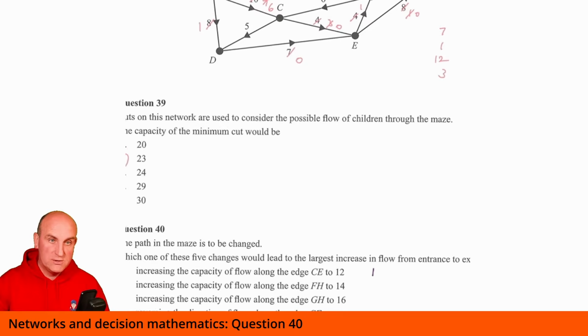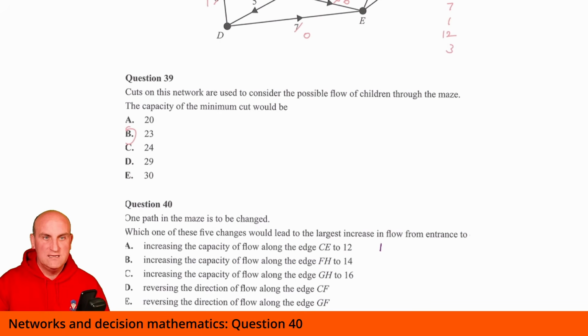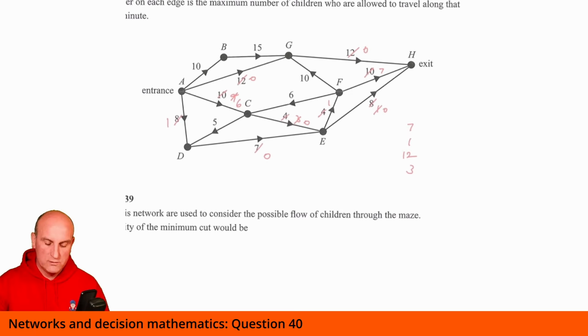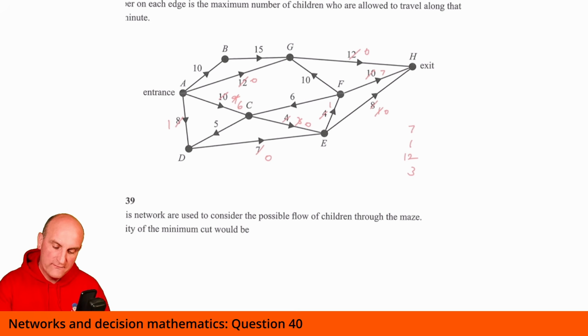So, increasing the capacity of FH to 14. I'm going to highlight FH to 14. Now what that means is I've got an additional 4 capacity. Why? Because it was 10. So that's 7 now becomes 8, 9, 10, 11. So I'm going to write an 11 up here for the moment.